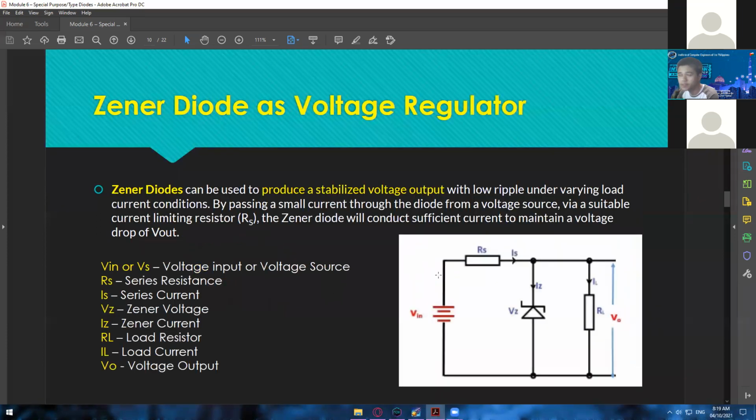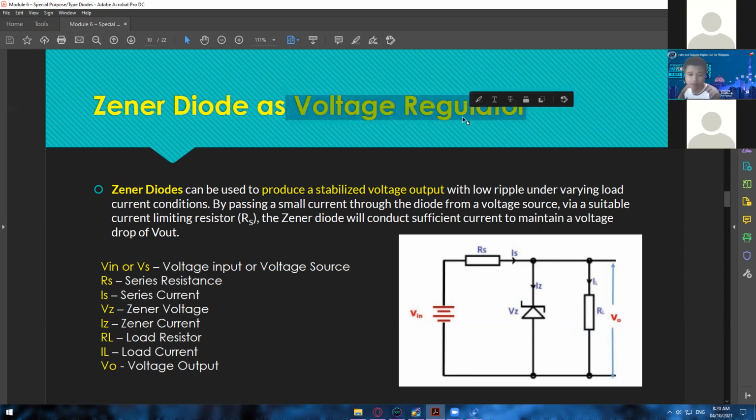All right, so let's now proceed to the next topic, which is the Zener diode as a voltage regulator. To begin with, let's take a look at the circuit first. This is the basic composition of a voltage regulator using a Zener diode. We have Vin, RS, VZ, and then RL. These are fixed or constant components. If one of them is missing, then we cannot call this a voltage regulator.